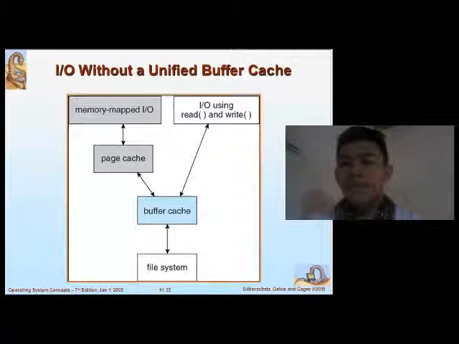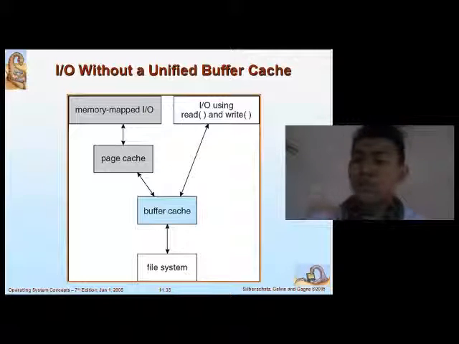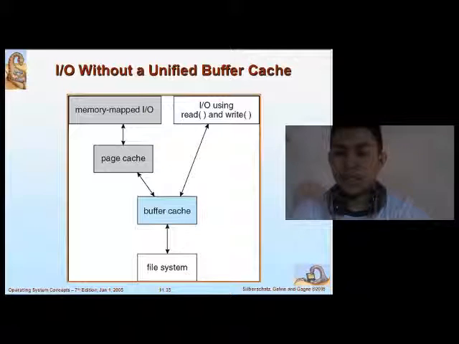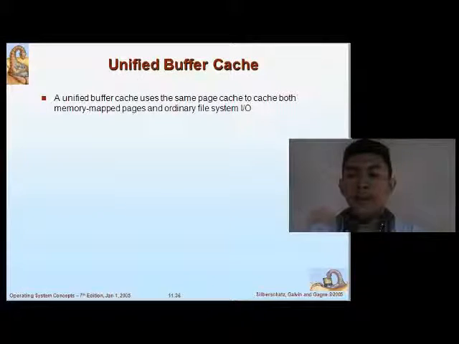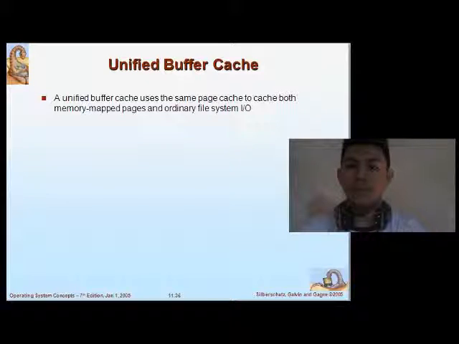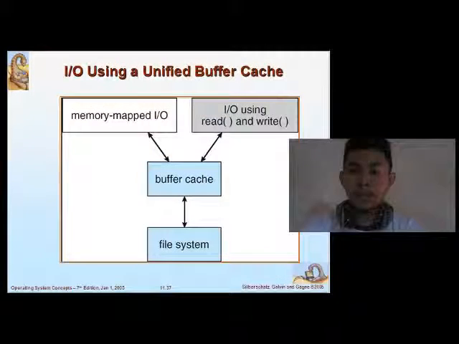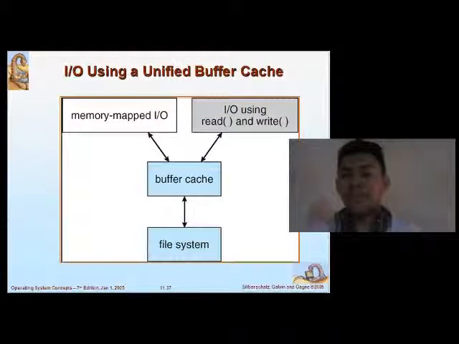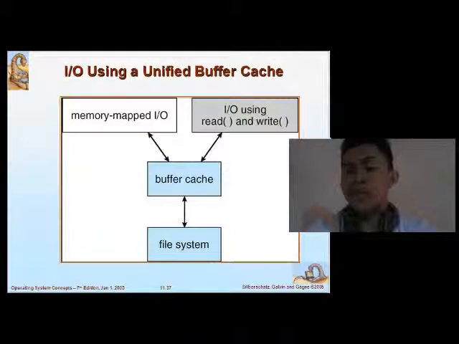As you can see here, memory map input-output uses page cache, while input-output using read and write directly uses buffer cache through the file system. Unified buffer cache. A unified buffer cache uses the same page cache to cache both memory map pages and ordinary file system input-output. In this figure, input-output using a unified buffer cache, memory map input-output, and I/O using read and write directly uses buffer cache through the file system.